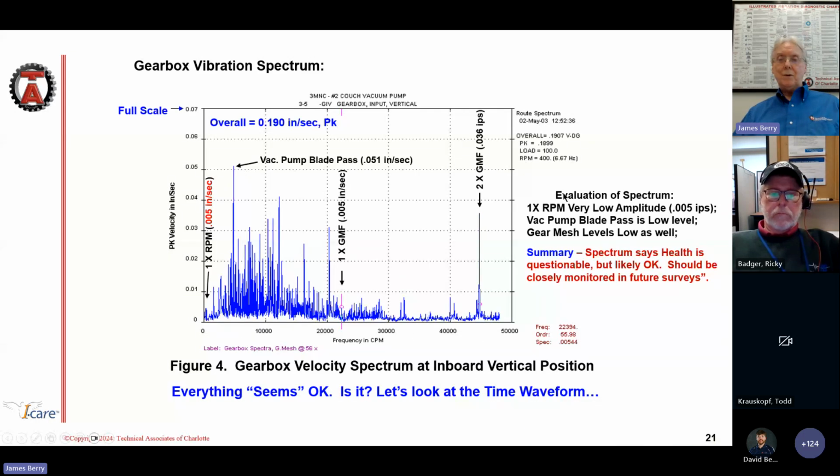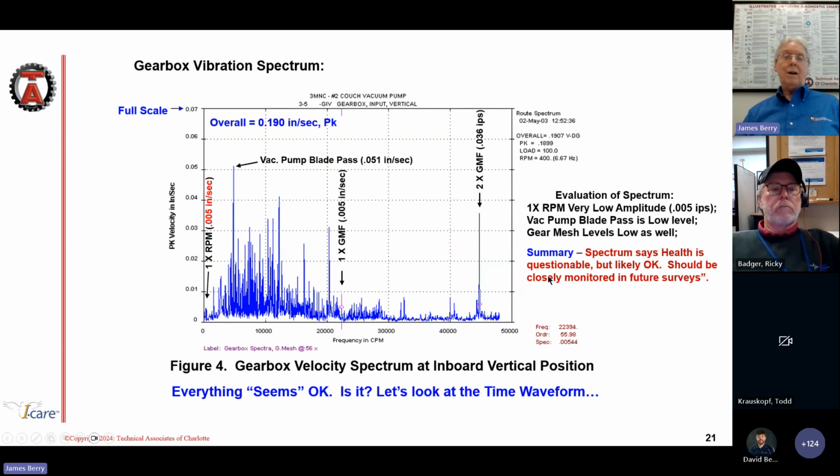Now let's look at the actual frequencies. Here's 1 times RPM, 0.005 inches per second. It's barely vibrating at running speed. Then you have the vacuum pump itself, the blade pass frequency, number of blades times RPM, low levels. The gear mesh frequency is totally unaffected by a cracked or broken gear tooth. So what will we evaluate from this? Well, the spectrum says it's okay.